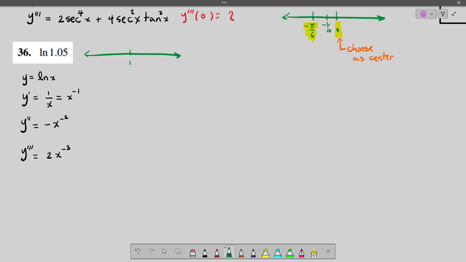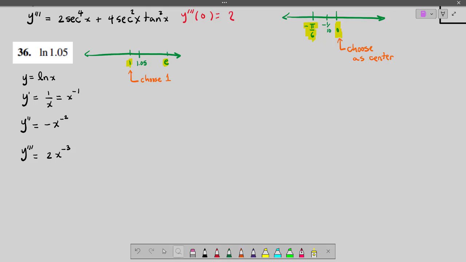Now natural log, there's only one value that we really know well, and that's natural log of 1. That's 0. Of course, we know natural log of e also, so that would be our next value that we could pick. So 1.05 is, say, right there. We're going to surround it by values that we know and then pick the one that's closest to it. So we are going to choose 1 as our center.